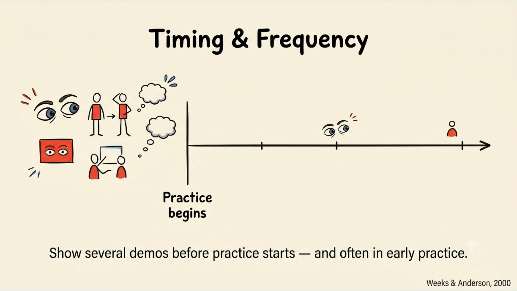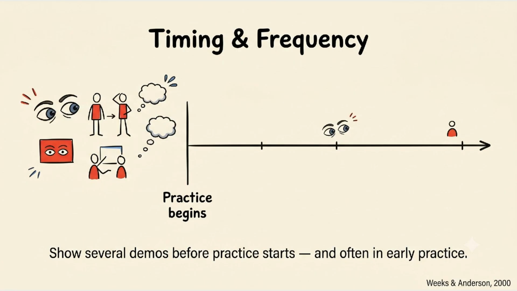Next, timing and frequency. When and how often to show. Remember that a demonstration conveys an invariant pattern, which logically means one viewing is rarely enough. The more chances a beginner gets to observe the pattern, the better they can extract it. So frequency helps. But timing matters too, and a nice study by Weeks and Anderson in 2000 pinned it down.